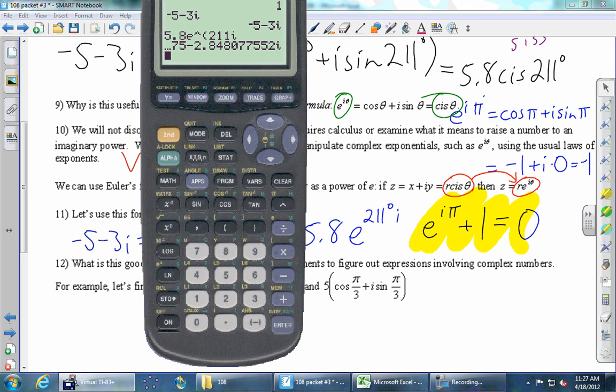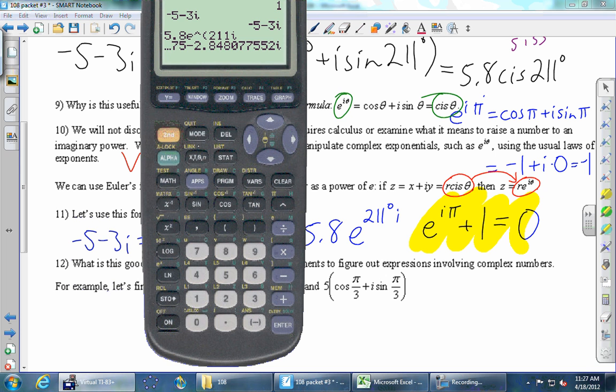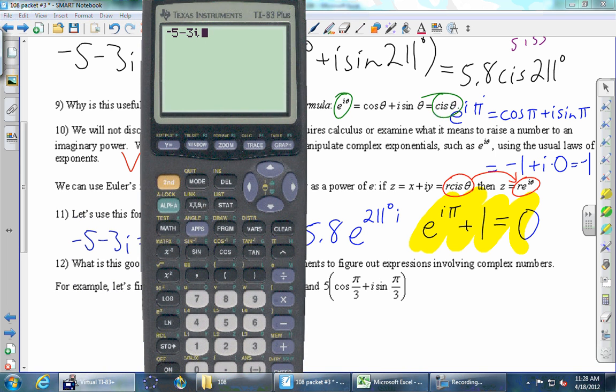Okay, so going from the 1 back here, it's fine. But suppose we wanted to go the other direction. Suppose you had -5 minus 3i, and you didn't want to do all the converting work in order to get the 5.8 and the 211. So if you go into mode, and you go almost all the way to the bottom, and you change the thing that says real to re to the theta i, which now we have a sense of what's going on there. That's our new notation, this re to the i times theta. So if we change it to that, and then I just ask it again to tell me what is -5 minus 3i.